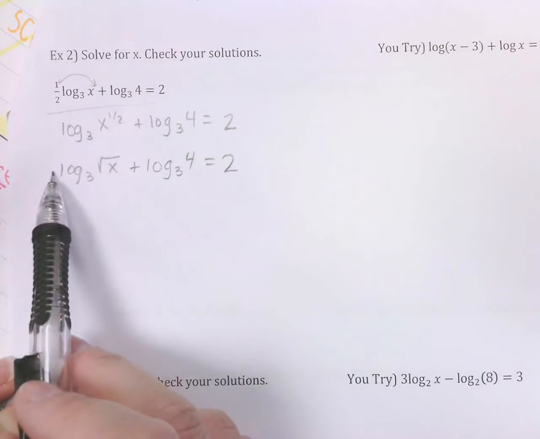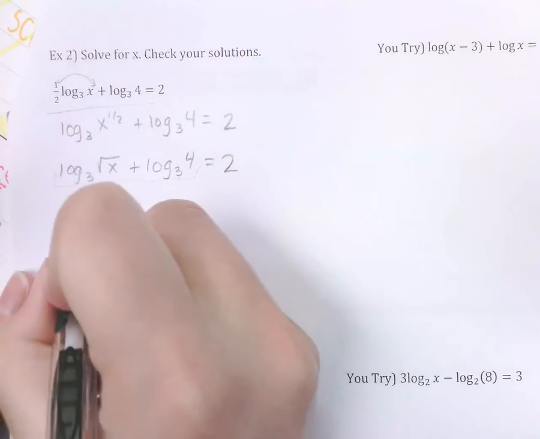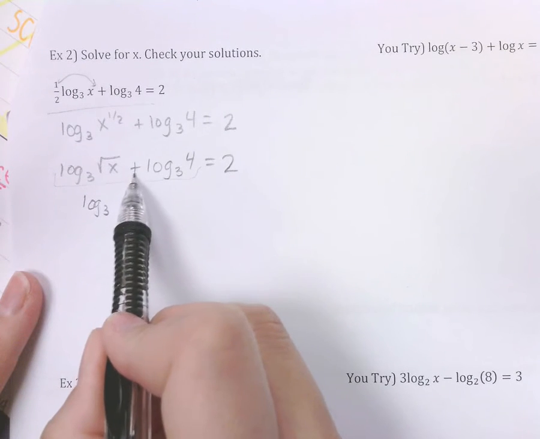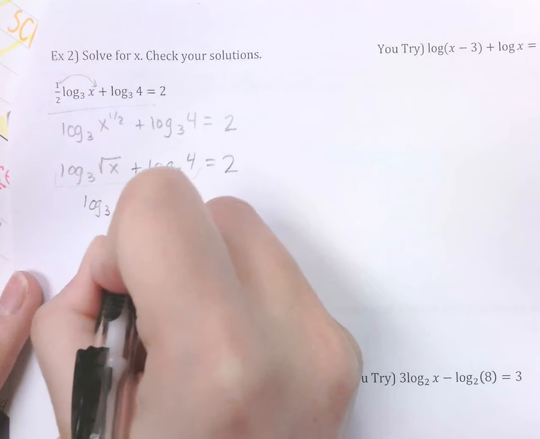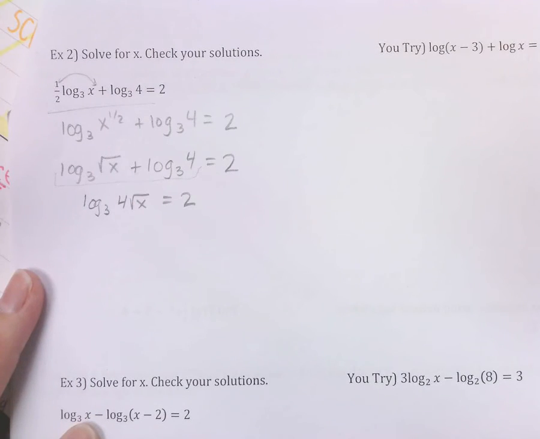We also need to condense these two logarithms and put them as one logarithm. To do that, we would multiply because it says plus here. When you're adding two logarithms, you can write that as one logarithm. So I'm going to multiply 4 and root x, so that gives me 4 root x, just because typically we put the number in front of the square root.